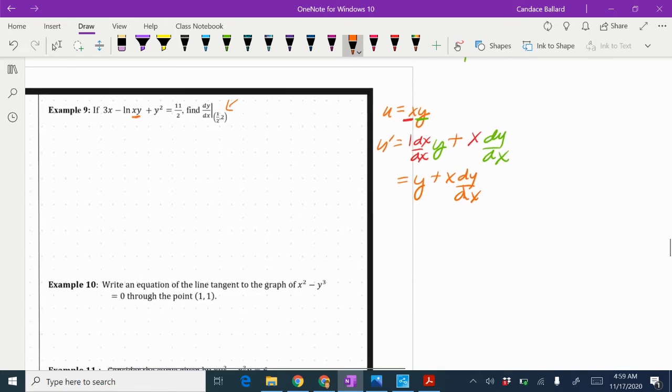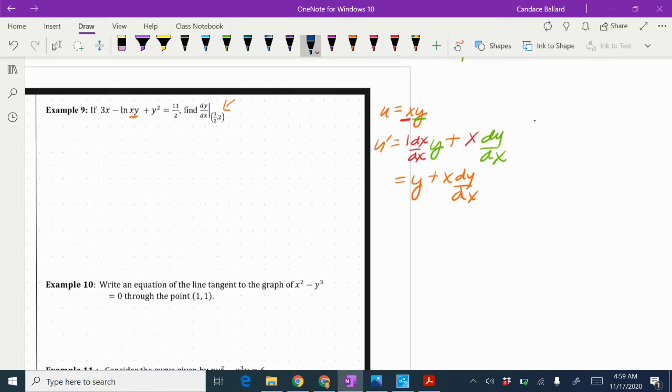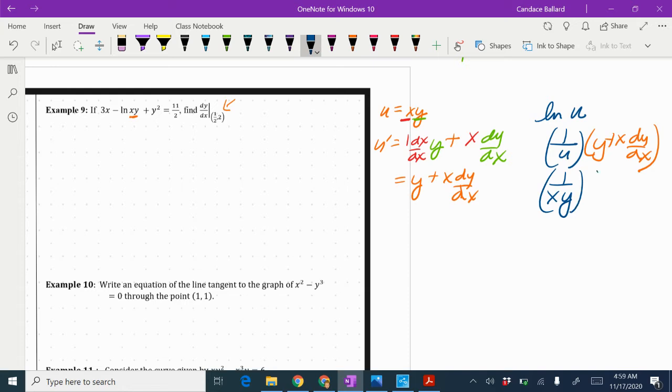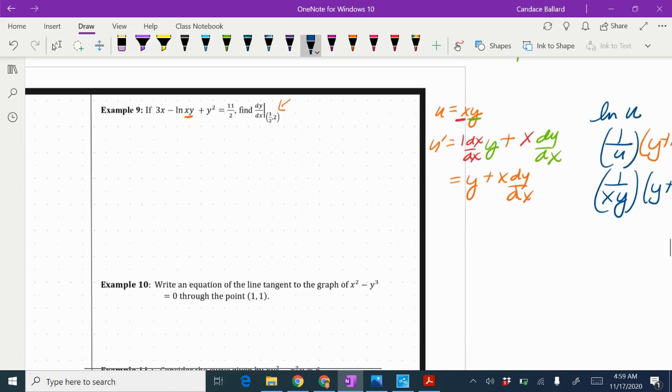And then just so I've got it, the derivative of my outside would be natural log of u. The derivative of that is 1 over u times the derivative of the inside, which is y plus x dy dx. And then 1 over u would turn into 1 over xy times y plus x dy dx. All right, so let's go back to our original problem and take our derivative.